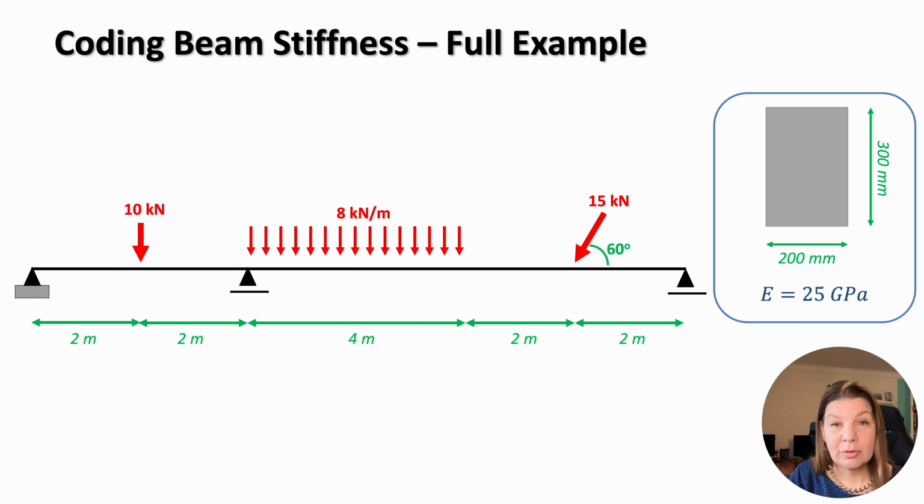All members share the same cross-section, 200 by 300 mm, with a modulus of elasticity of 25 gigapascals. The key point here is the beam is statically indeterminate, so equilibrium alone is not sufficient. Compatibility must also be satisfied. And this makes it a suitable example for the stiffness method, which naturally incorporates both equilibrium and compatibility throughout the displacement formulation. In this lecture, we'll apply the full workflow and implement the solution step by step in MATLAB, and will then verify our results.